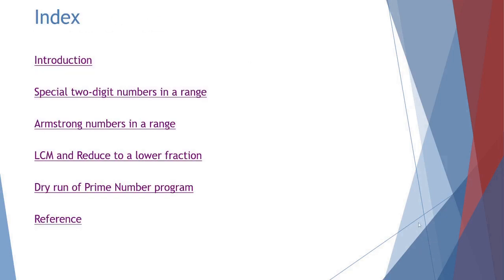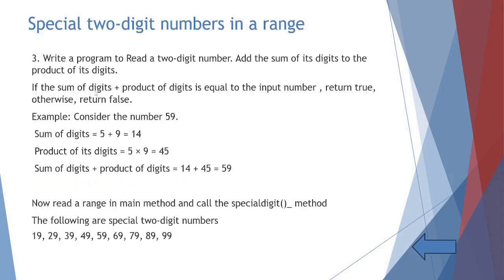Let's see the special two-digit numbers in range. What is the problem statement? Write a program to read a two-digit number only, 10 to 99. Add the sum of its digits to the product of its digits. If sum of digits plus product of digits is equivalent to the input number, then return true, otherwise return false.